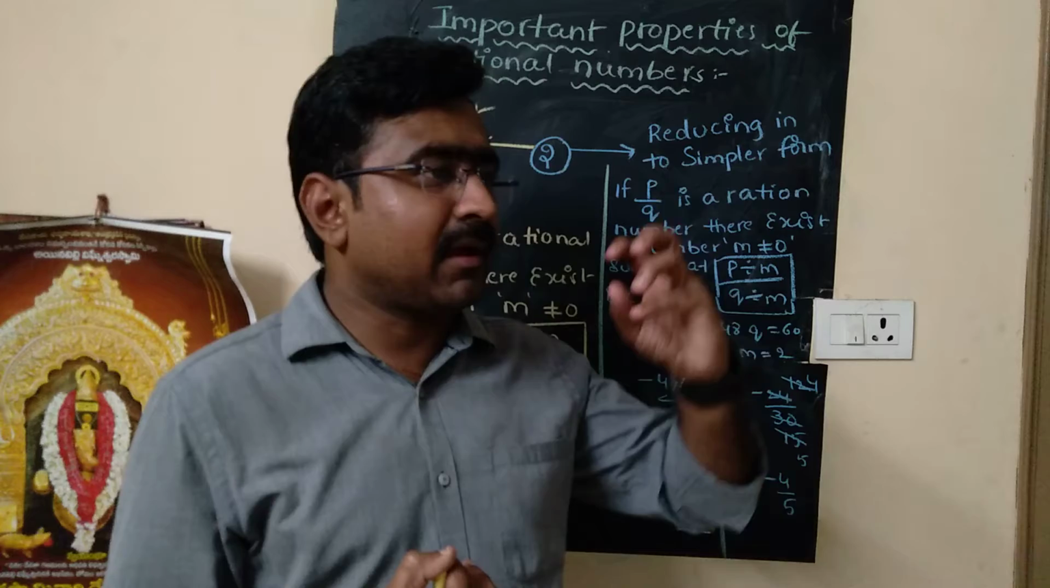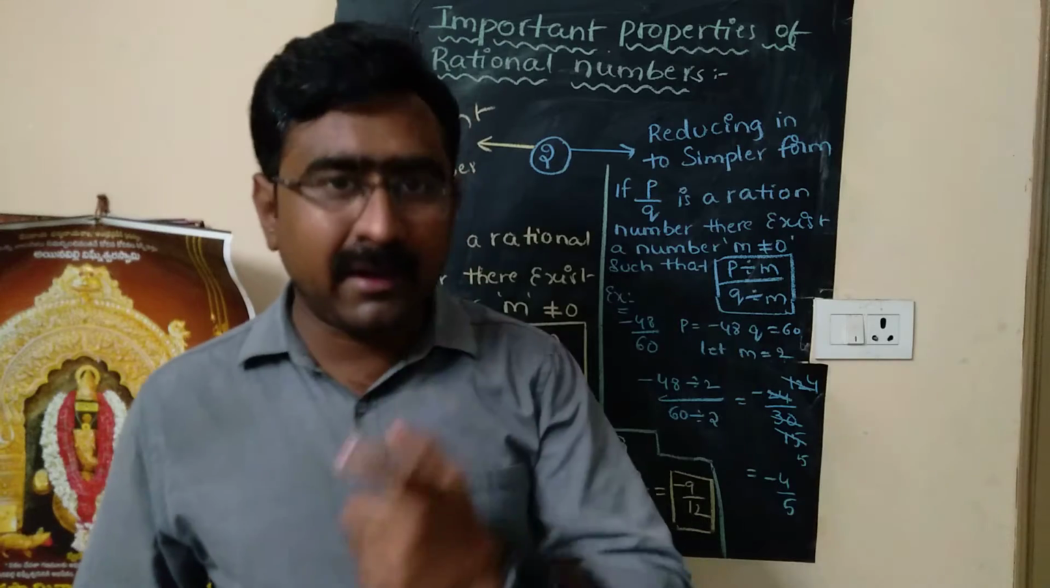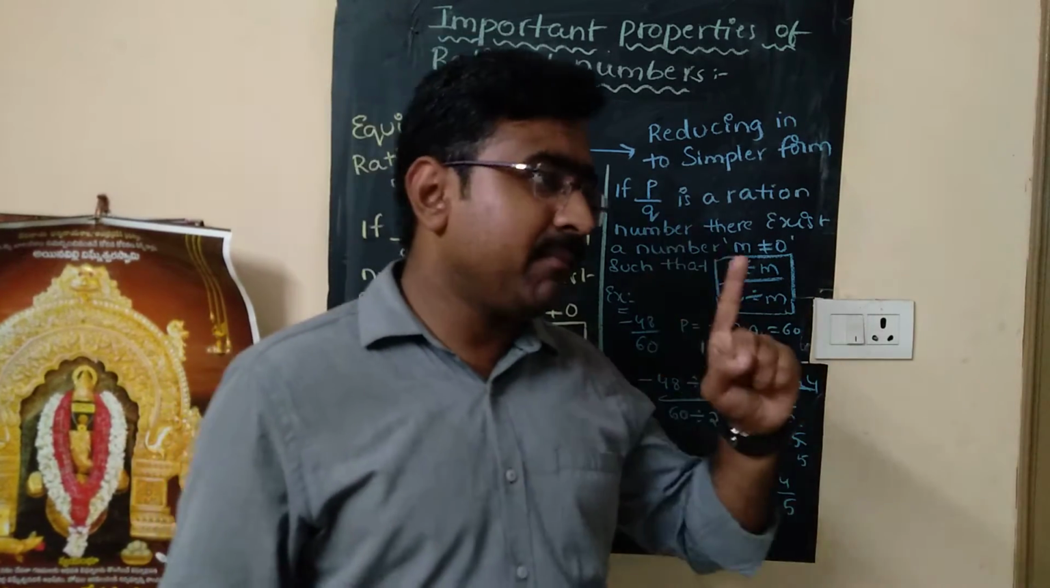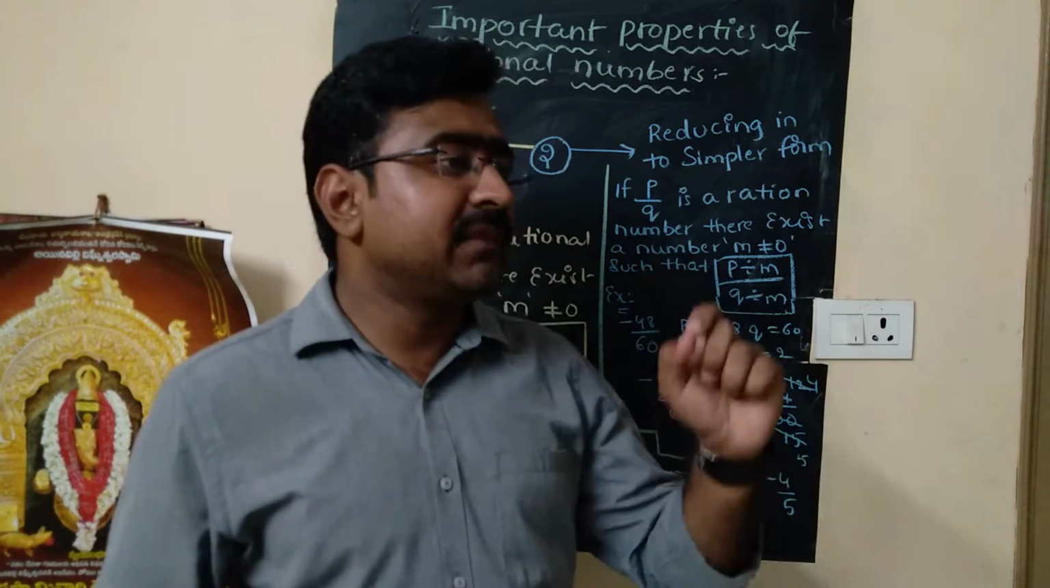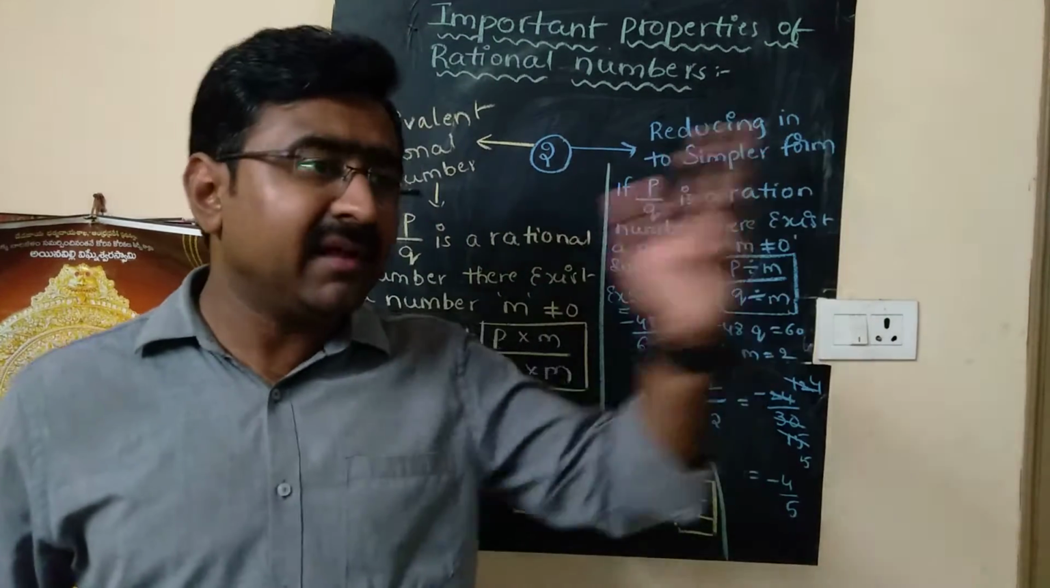First of all, how can we define a rational number? A number which can be expressed in the form of p by q or a by b is called a rational number. And we have to remember one condition: the denominator part, that is q or b, should not be equal to 0. Then we can say that the given number is a rational number.